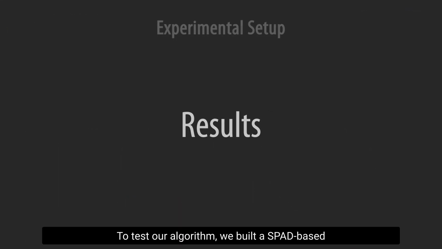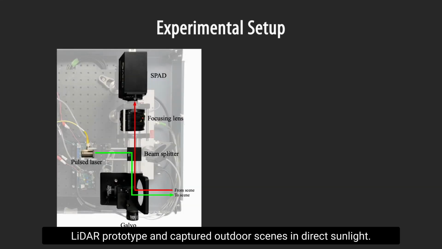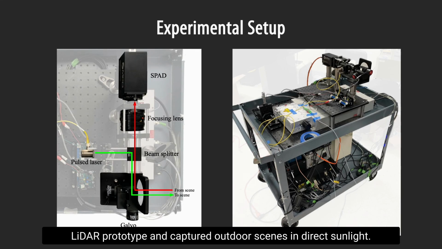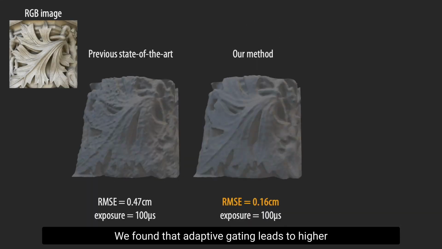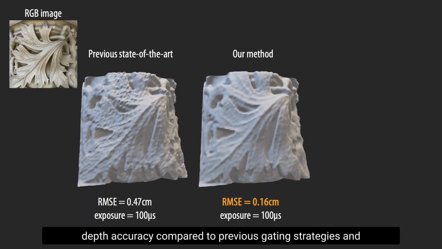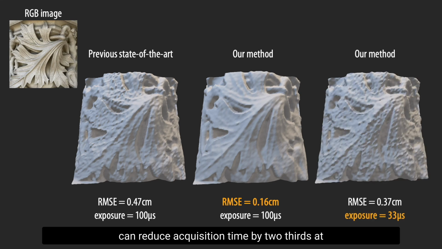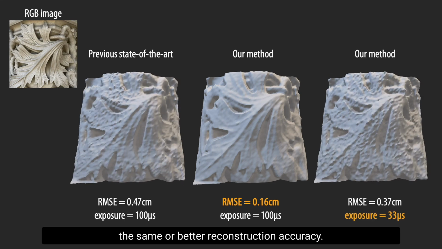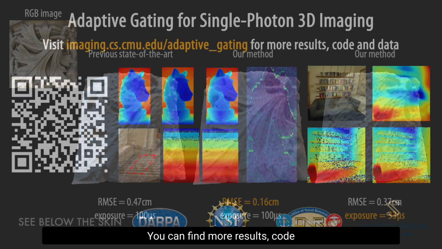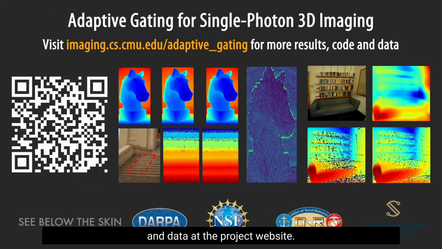To test our algorithm, we built a SPAD-based LiDAR prototype and captured outdoor scenes in direct sunlight. We found that adaptive gating leads to higher depth accuracy compared to previous gating strategies and can reduce acquisition time by 2/3 at the same or better reconstruction accuracy. You can find more results, code, and data at the project website.